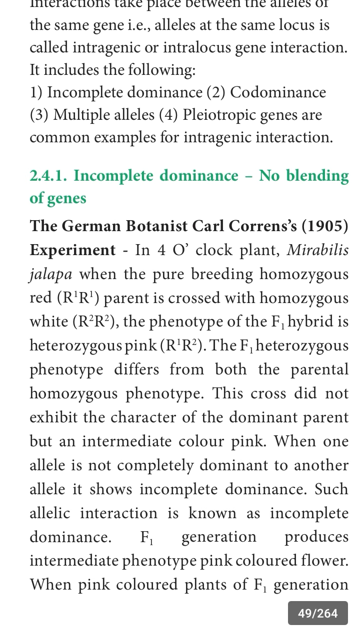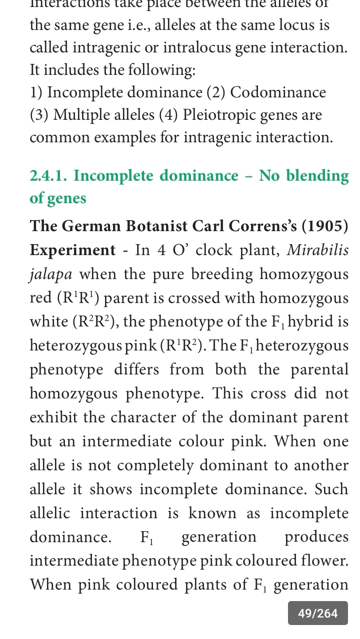So here, in the F1 generation, neither did we get the red flower, nor did we get the white flower. So here it shows that none of the alleles is completely dominant over the other. So it is said to be incomplete dominance. Such allelic interaction is known as incomplete dominance. Okay, so I think it's clear now.